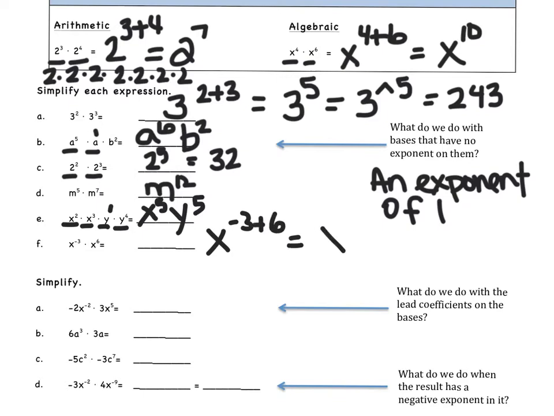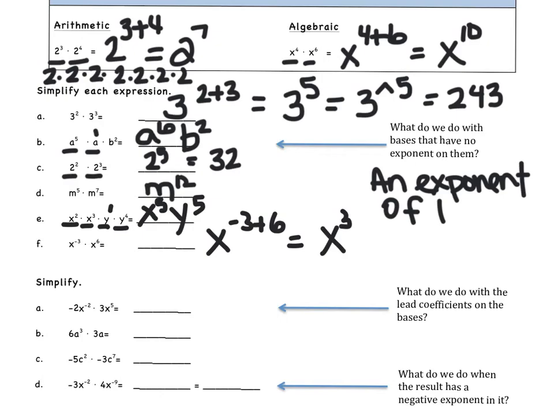Negative 3 plus 6 is a positive 3. So don't let those negatives throw you off. You just add them the way that you would any other. Okay, so as long as the bases are the same, you keep the base, you add the exponents.